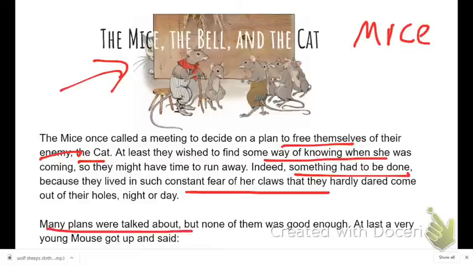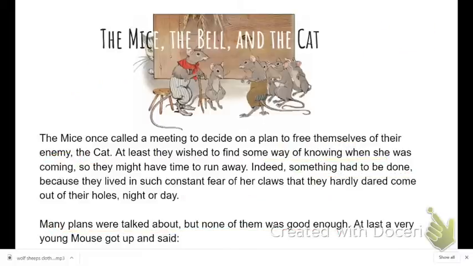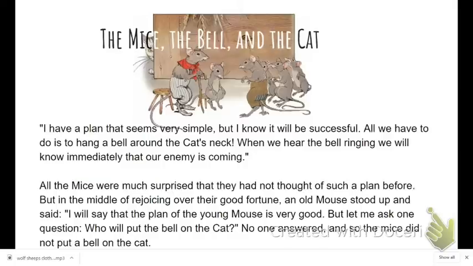Many plans were talked about, but none of them was good enough. At last, a very young mouse got up and said, I have a plan that seems very simple, but I know it will be successful. All we have to do is hang a bell around the cat's neck. When we hear the bell ringing, we will know immediately their enemy is coming.